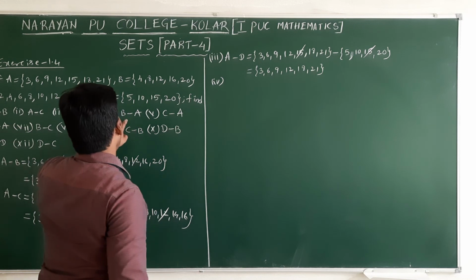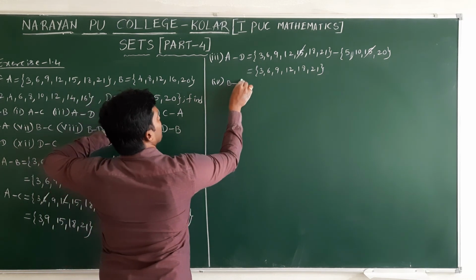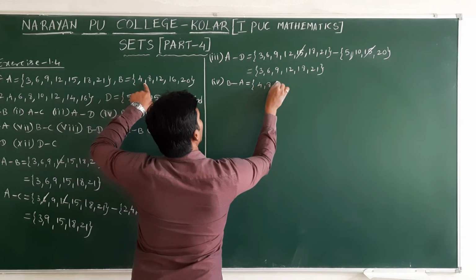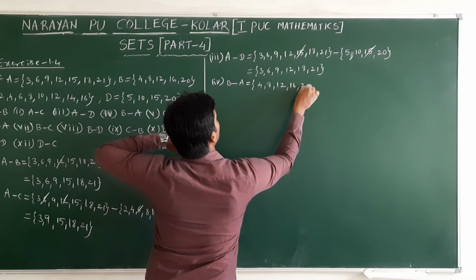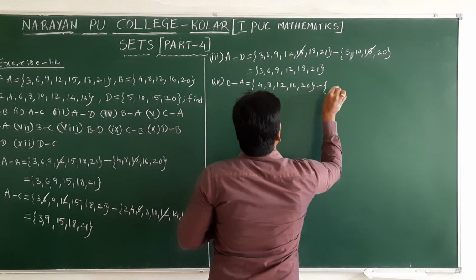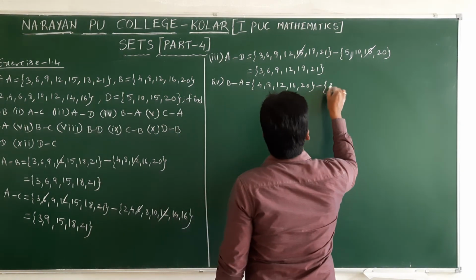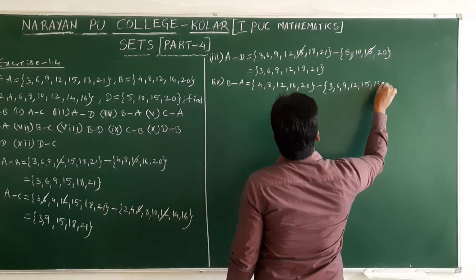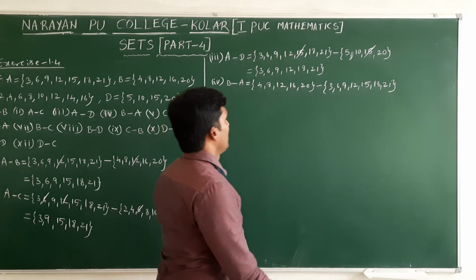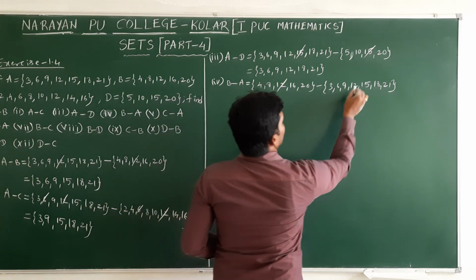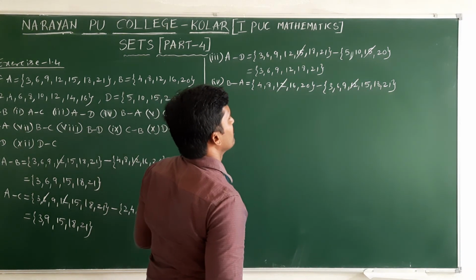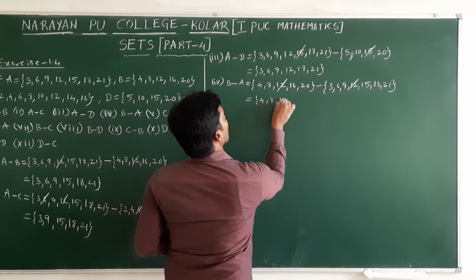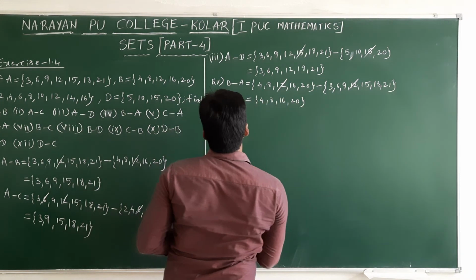Fourth question, B minus A. What is the B set? 4, 8, 12, 16, 20 minus A set, which is 3, 6, 9, 12, 15, 18, 21. The common element is 12. Any other element? No. So the remaining elements from B are 4, 8, 16, 20.